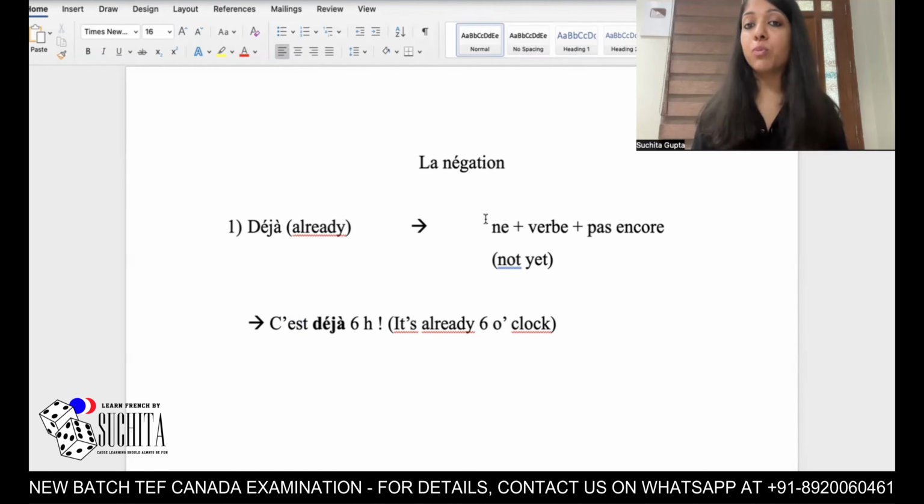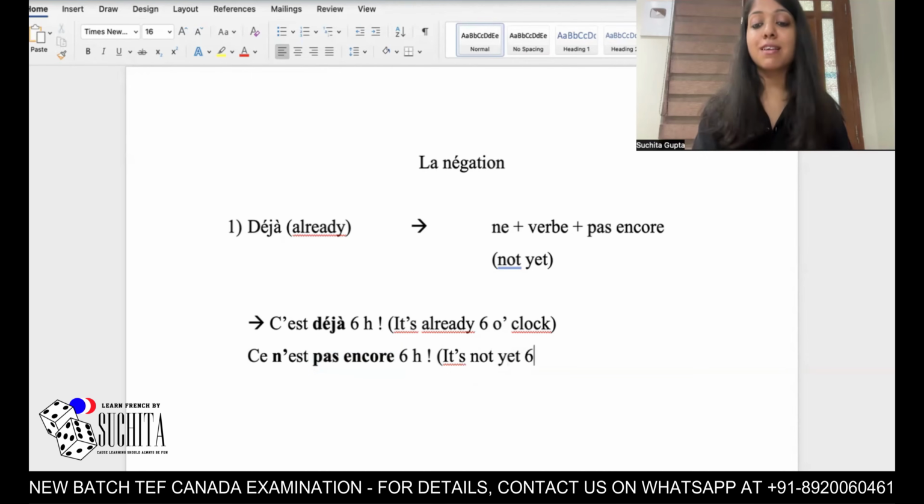Before the verb, you're going to put ne, and after the verb, you're going to put pas encore, which will make your sentence something like this: Ce n'est pas encore 6 heures. So you see, est was the verb. Before the verb, I have put ne, and after the verb, I have put pas encore. And the meaning that you're going to get is, it's not yet 6 o'clock.